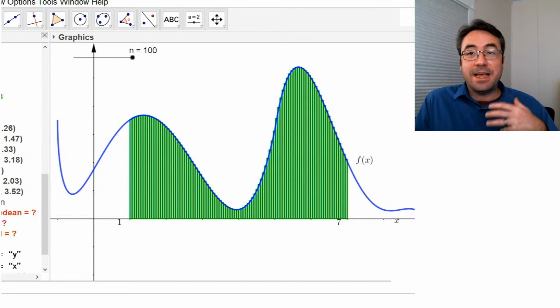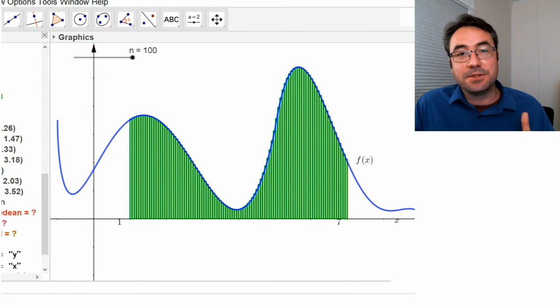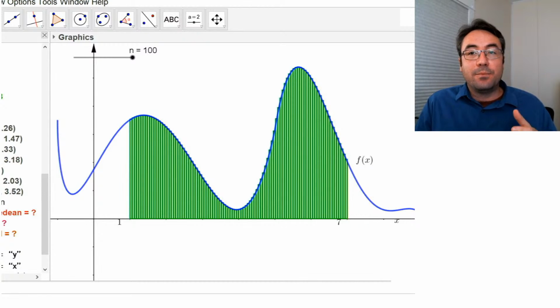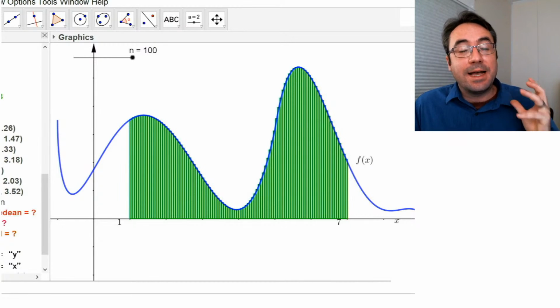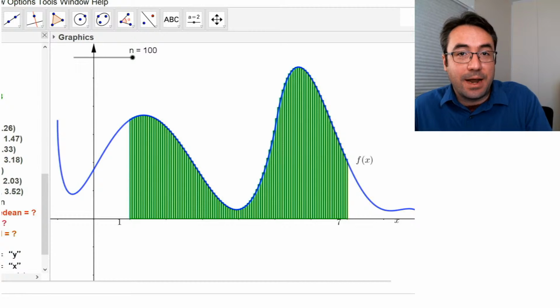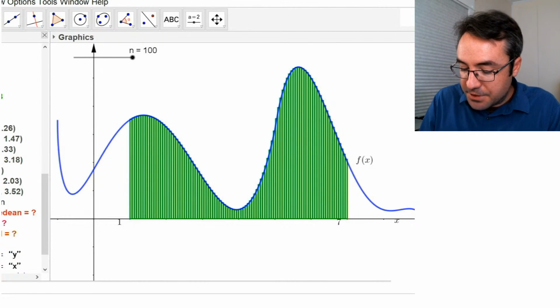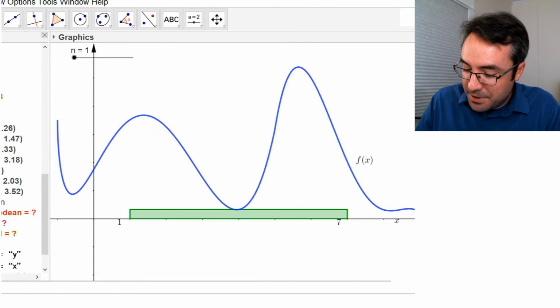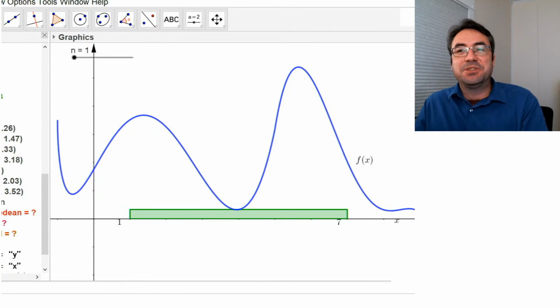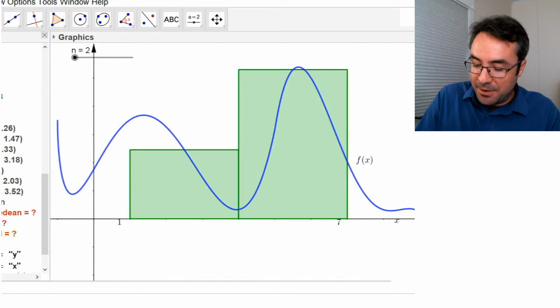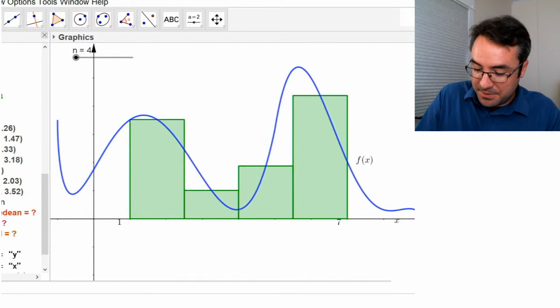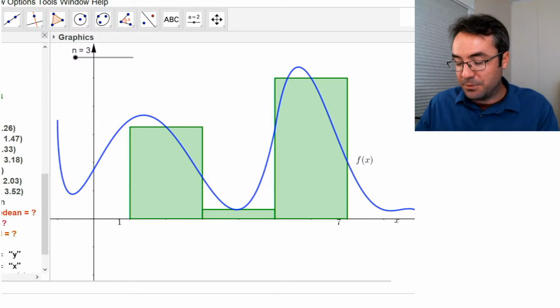And so the idea is, as we use more and more rectangles, as n goes to infinity, we get a much better estimate for the area under the graph. And so let's just see that one more time. So we start with n equals 1, not too good. We did n equals 3.